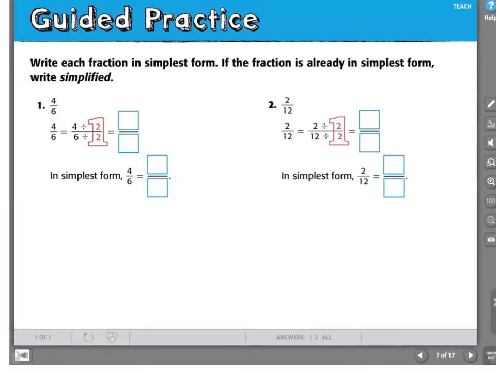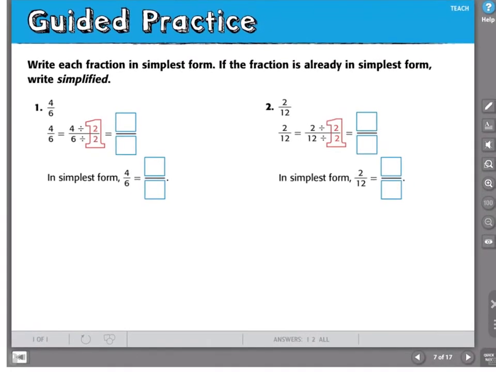Let's try a couple more examples. I'm going to try these 2 examples with the 2 different methods we've already discussed. The first method is listing all of the factors of the numerator and the denominator.